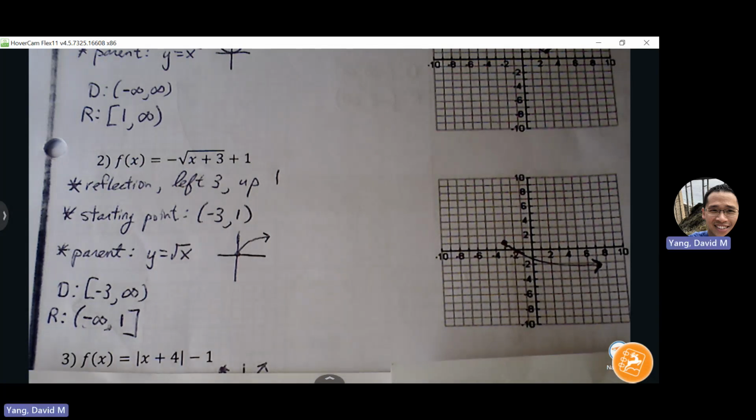Okay, try number 3. See if you can sketch your graph based off of the transformations that you see.